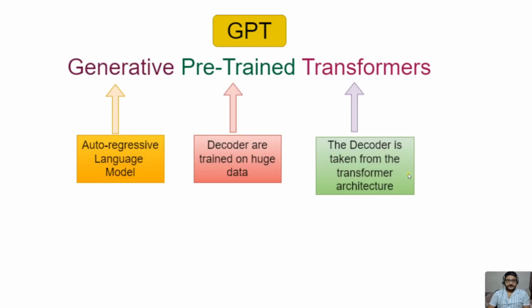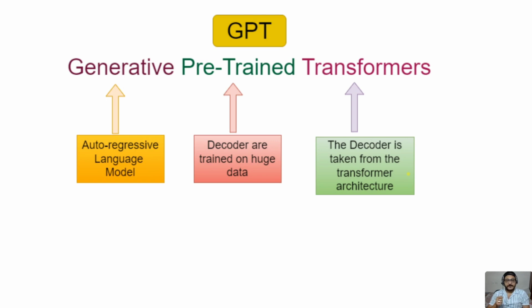The term GPT is basically made up of characters G, P and T, and each has its own meaning or task. The first one is generative, the second is pre-trained, and the third is transformers. The first one, generative, is basically an auto-regressive language model. So generative is also a kind of language model which is used in GPT. So what is an auto-regressive language model here? An auto-regressive language model is a language model used in natural language processing to generate text by predicting the next word.